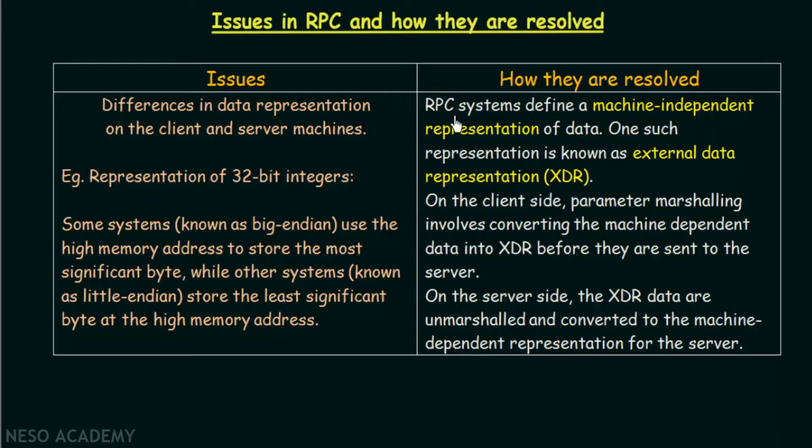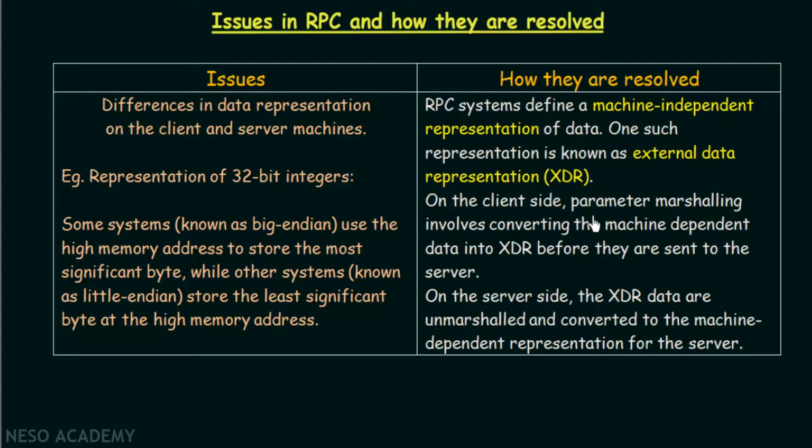So RPC systems define a machine-independent representation of data. What that means is, whatever kind of data may be generated by a system, it is converted in such a way that the data does not depend on the machine anymore, but it can be used in any kind of machine. One such representation is known as the external data representation, or XDR. So when the data is converted to XDR, then that becomes a machine independent representation.